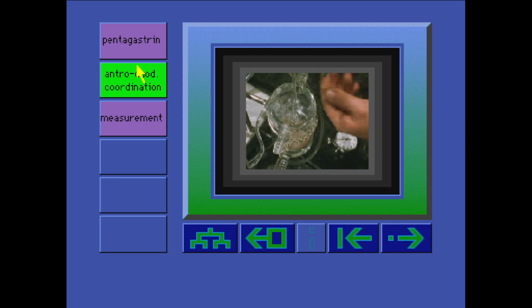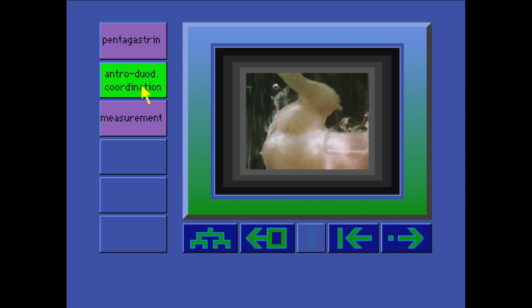Cisapride is a drug which can improve antroduodenal coordination. It is administered here. Cisapride markedly increases the number of antral waves that pass the pylorus.